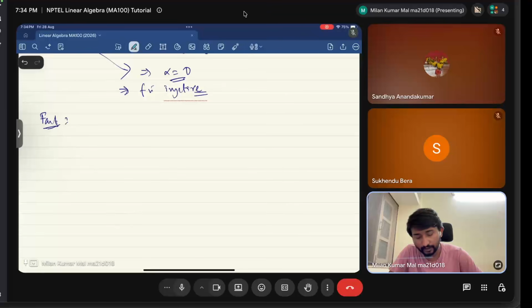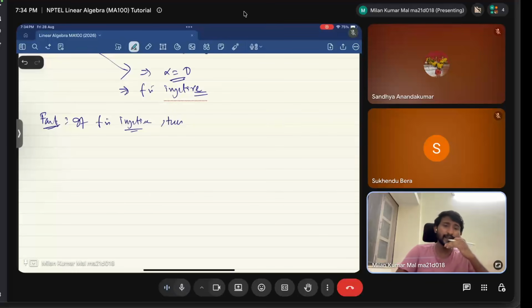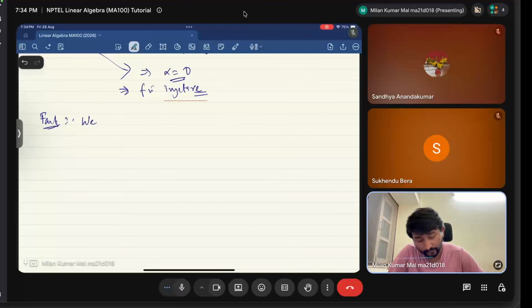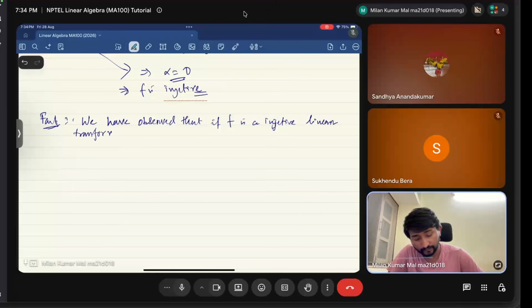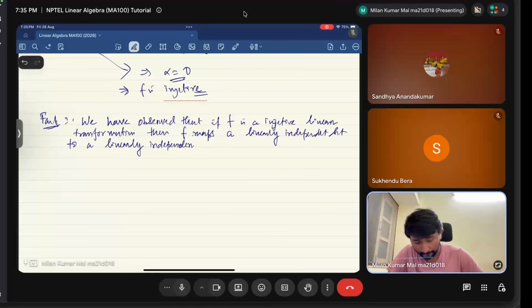We have observed, so let me clearly mention it, that if f is an injective linear transformation, then f maps a basis, a linearly independent set, to a linearly independent set. Right, that is what we have observed.